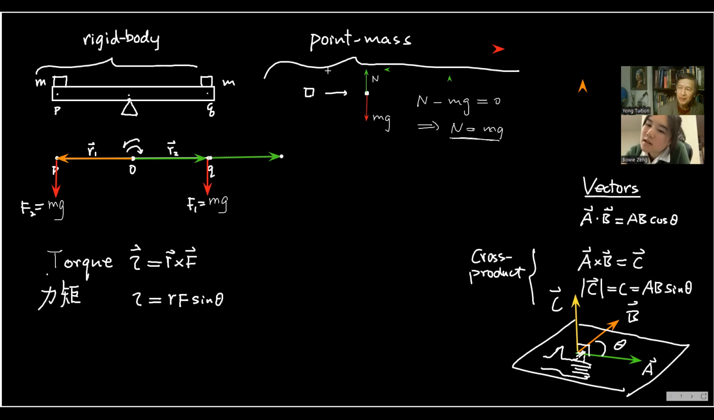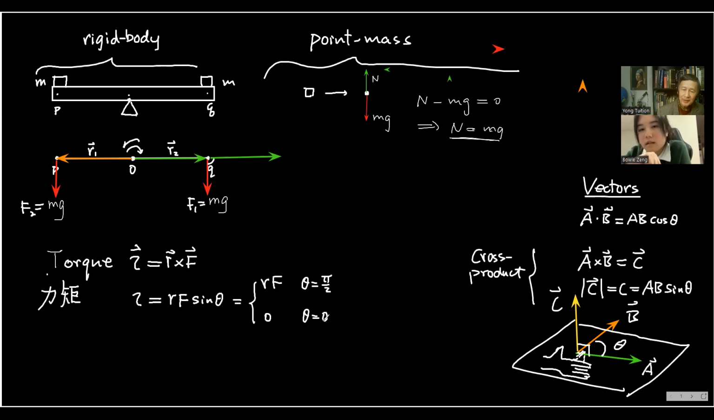90 degrees. What is sine 90 degrees? It's +1. So it's just RF. Do you agree? So when theta equals 90 degrees, or half pi, how about theta equal to 0? What is sine 0 degrees? It's 0. So therefore, the torque will be 0. Does that make sense? So when the angle is 90 degrees, the torque reaches its maximum.